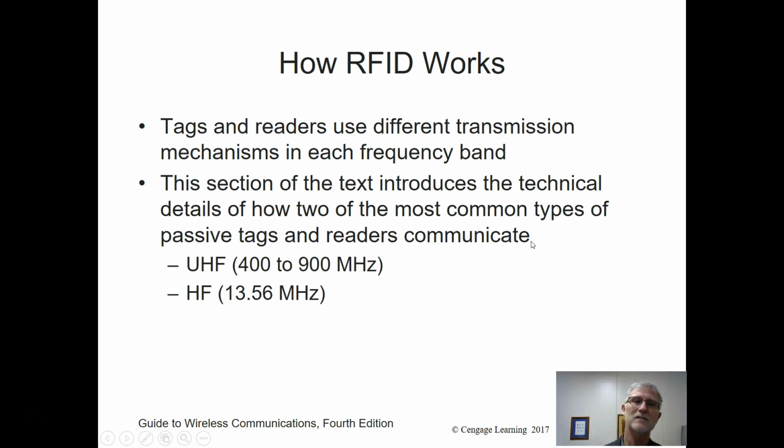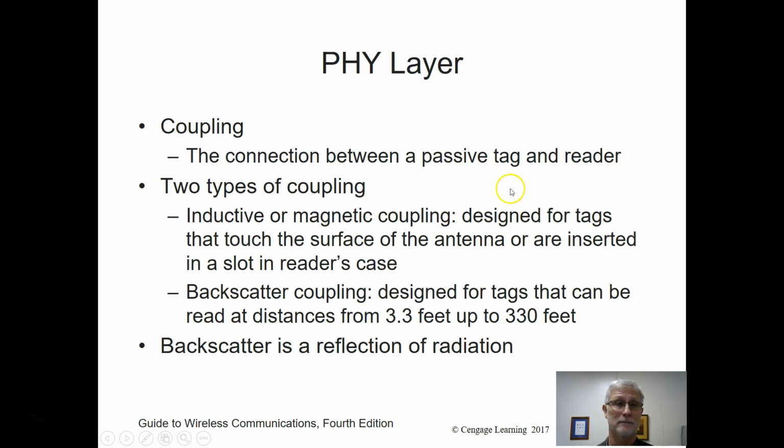Now the question now, how does this RFID work? Well, tags and readers use different transmission mechanisms for whatever frequency band they're in. We'll look at two of the most common for passive tags. They usually read at UHF frequencies, 400 to 900 megahertz, or high frequencies, which is 13.56 megahertz.